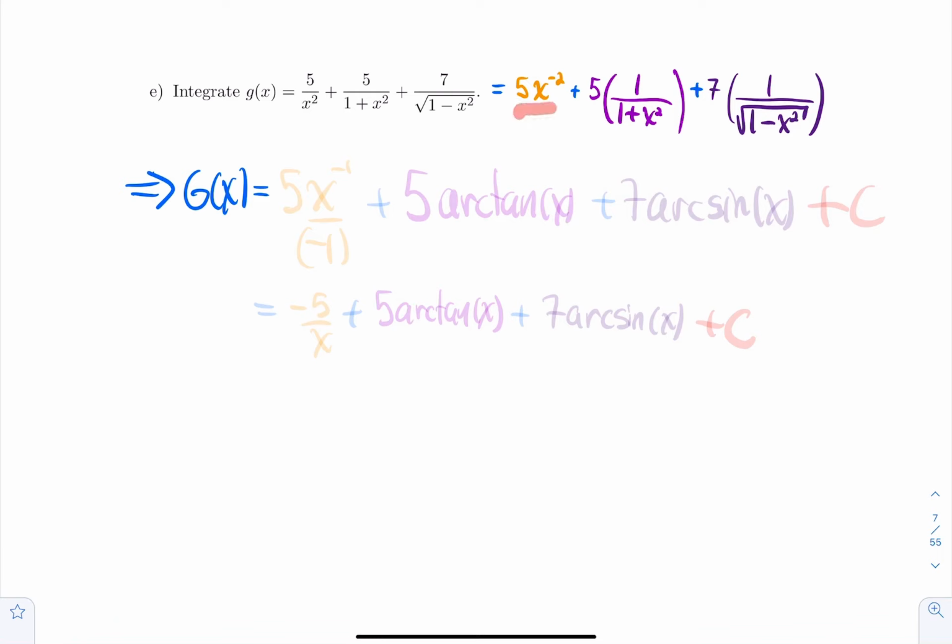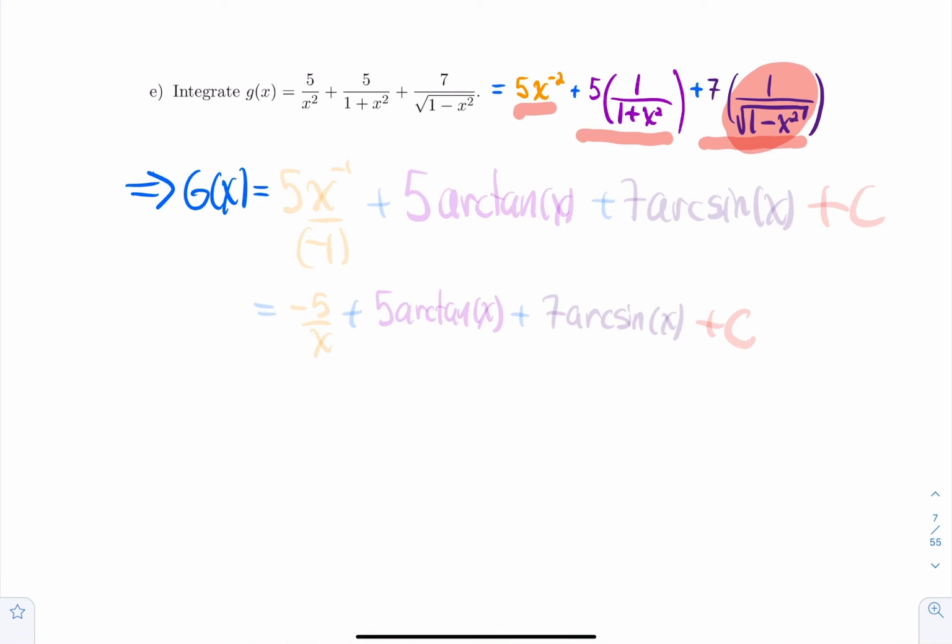5 over 1 plus x squared, be careful, you cannot just go to the denominator and play with it. This is simply 5 times the function 1 over 1 plus x squared, which is of course the derivative of arctan. And 7 over the square root of 1 minus x squared is the same thing as 7 times 1 over the square root of 1 minus x squared. And that function, 1 over the square root of 1 minus x squared, is the primitive for arcsine.